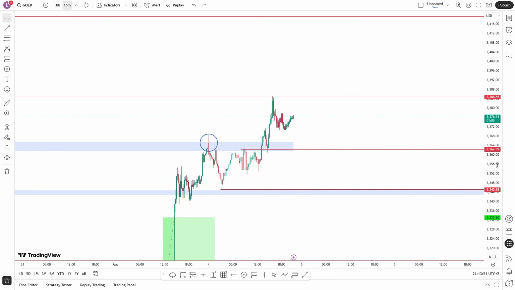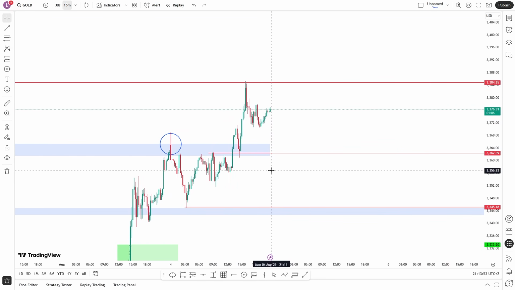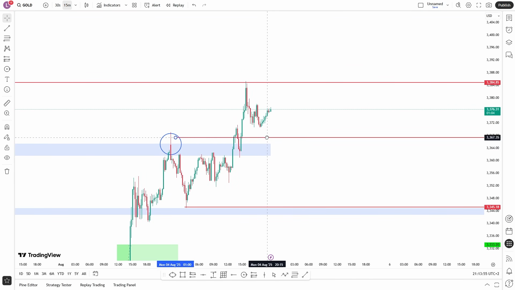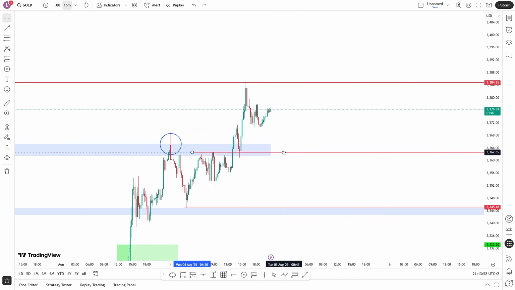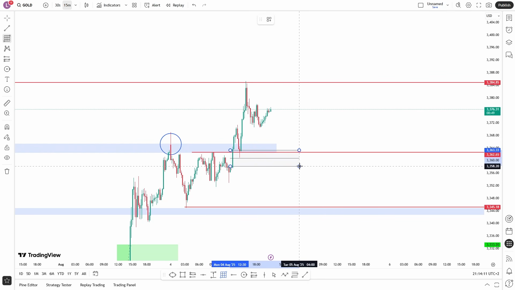Another thing I look for in the market to get precise entries is that I usually wait for the market to get towards a fair value gap. I have this tool right over here, the Gann box, and on the 15-minute time frame I have this fair value gap marked out. If you look closely, this market respected 50% of this fair value gap.